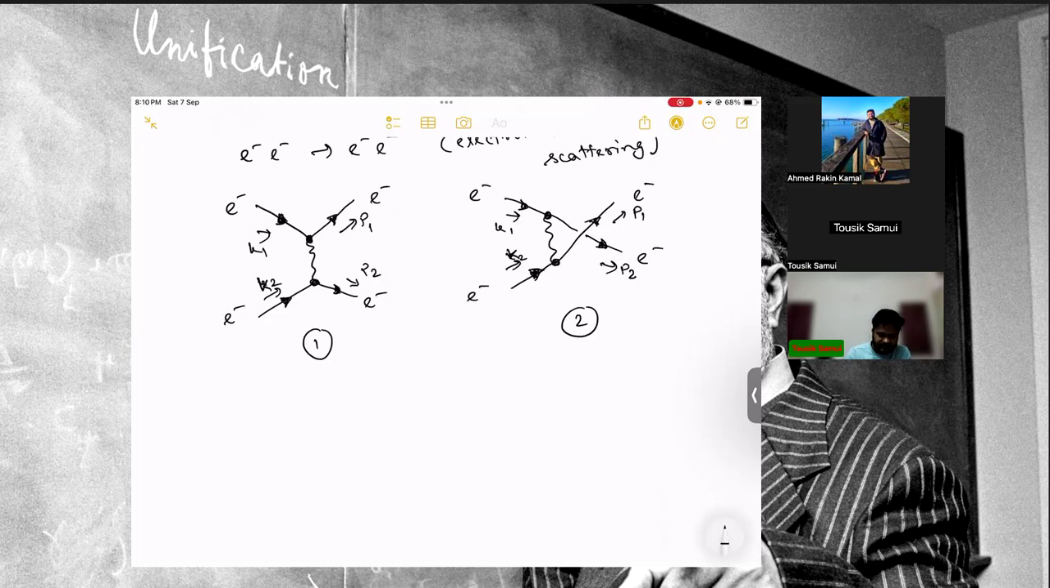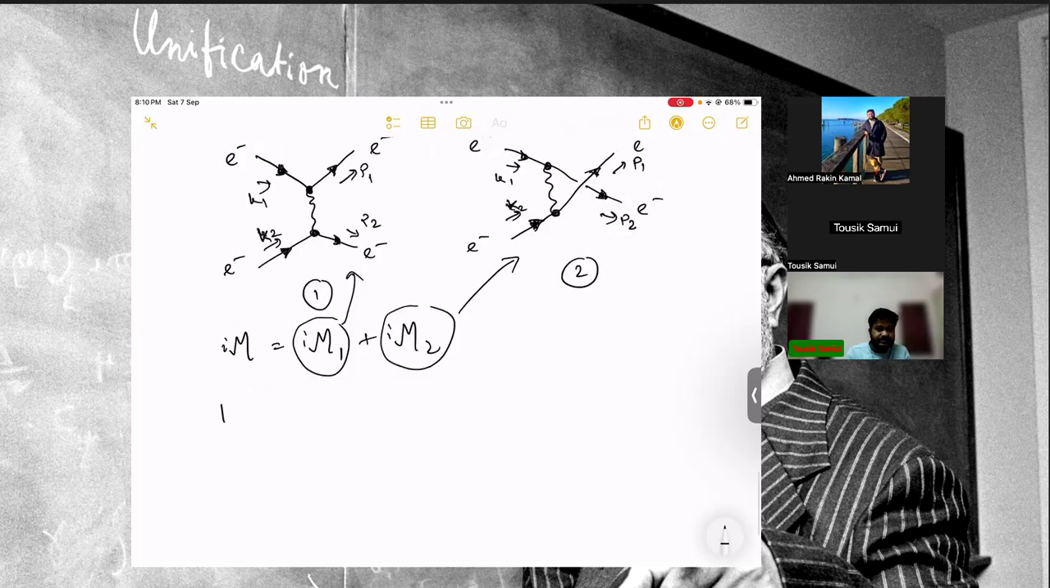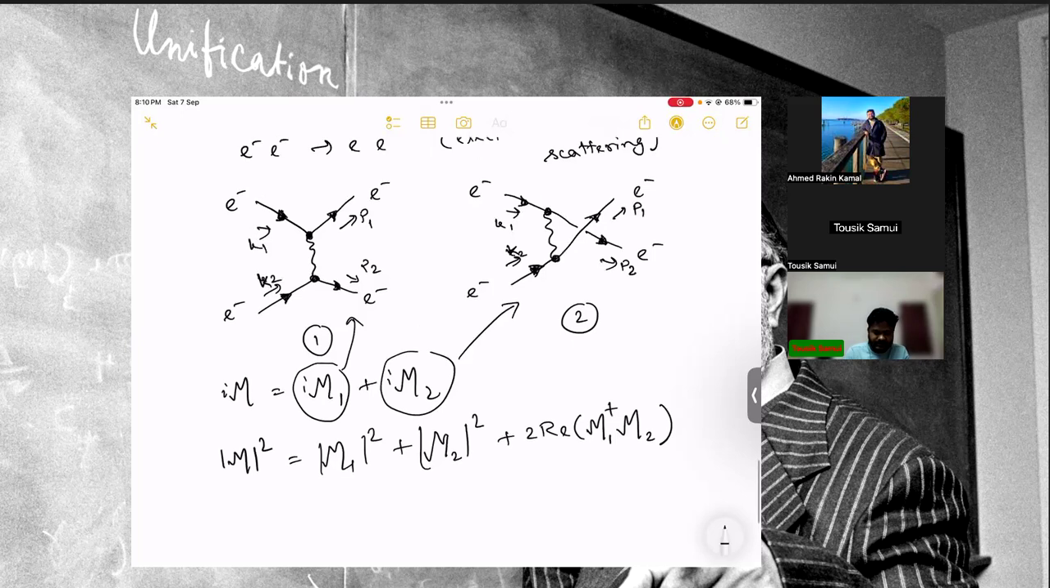And then the corresponding amplitude will be iM, which I write as iM1 plus iM2. So iM1 represents this diagram, iM2 represents this diagram. And then we are interested in the mod square of it, which will be nothing but the mod square of iM1, plus the mod square of iM2, plus 2 times the real part of iM1 iM2 conjugate. Okay, so now let us try to calculate at least one part.